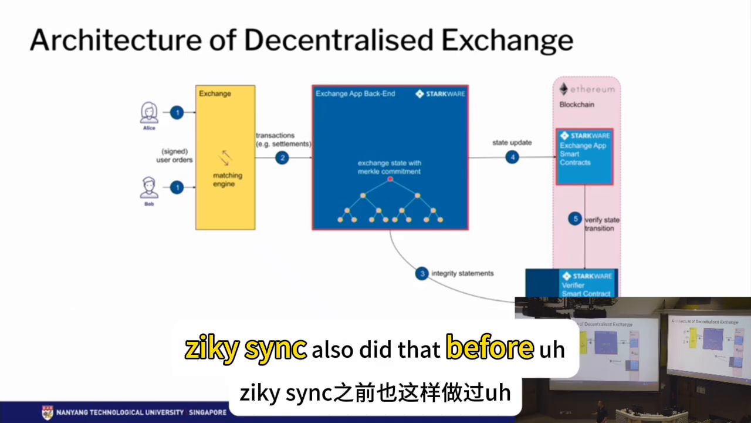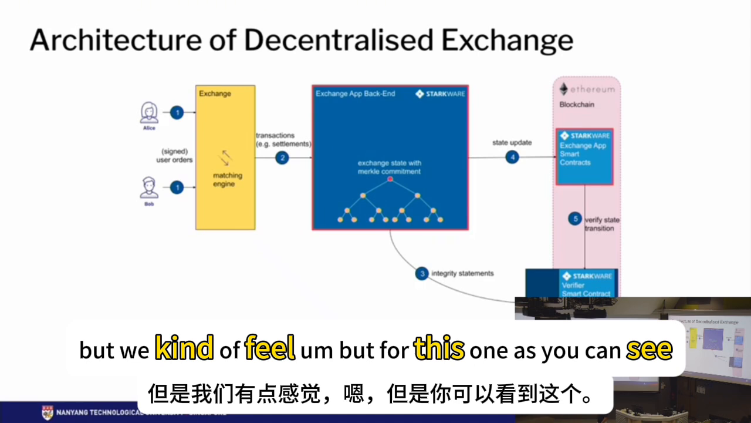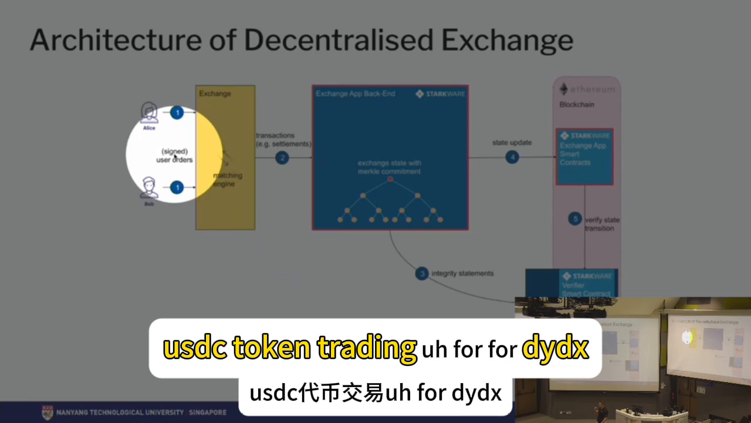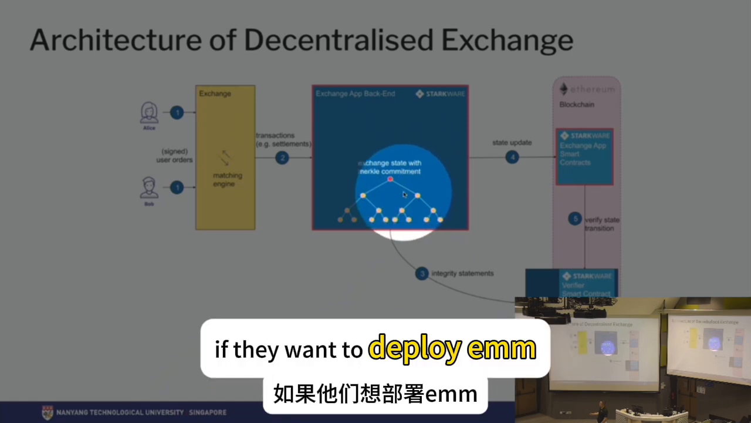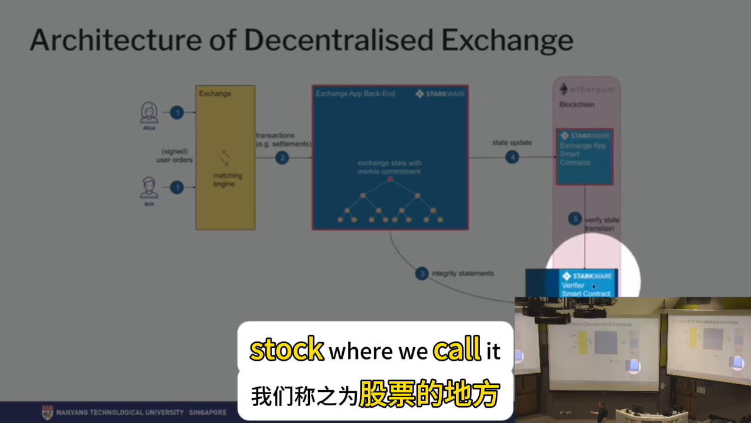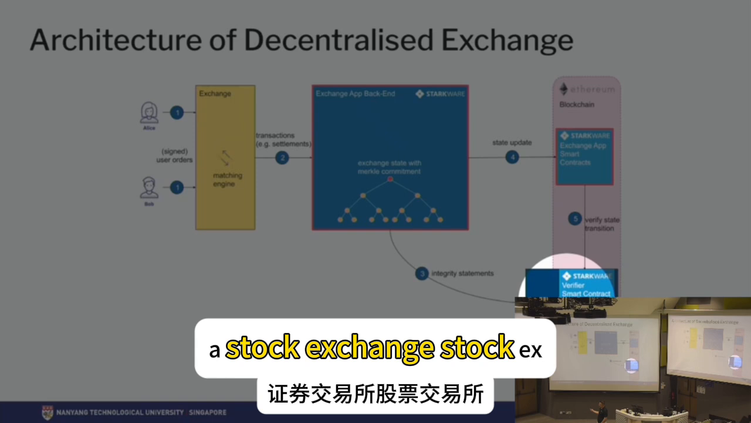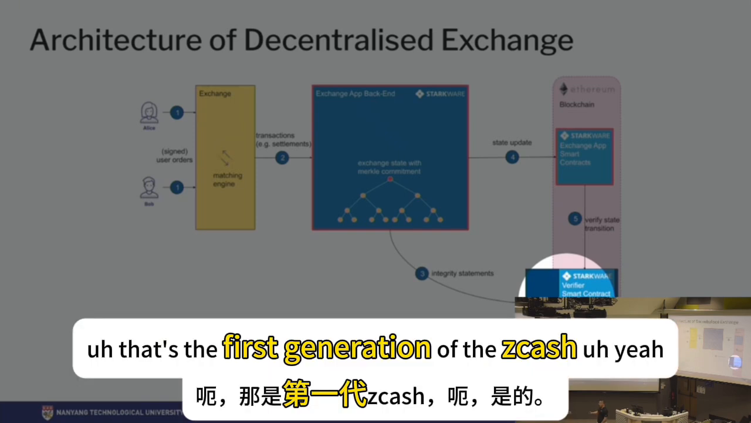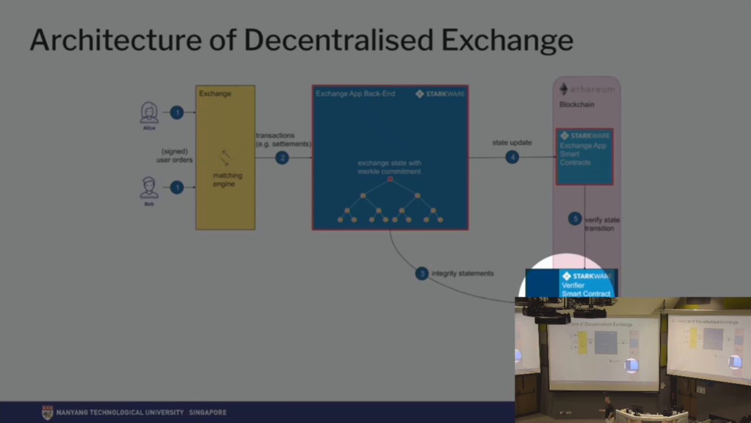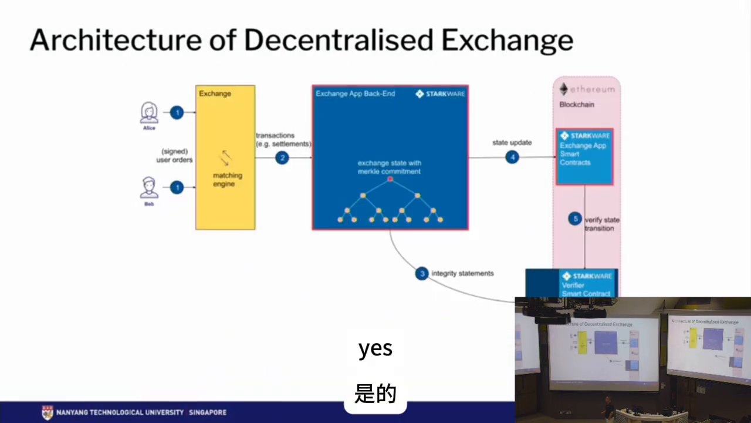zkSync also did that before, but they kind of failed. But for this one, as you can see, they can only support customers doing USDT and USDC token trading. For dYdX, if they want to deploy AMM, they can't, because the things running underneath are stuck on what we call StarkEx. That's the first generation of ZK-rollup. So the chart means that, other than the current ZK-rollup. Sorry for the confusion. So the category is based on the application perspective? Yes.